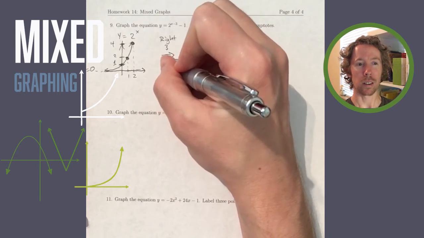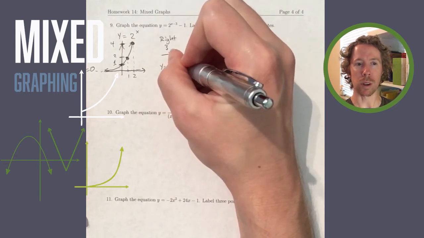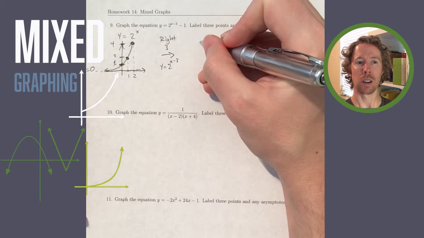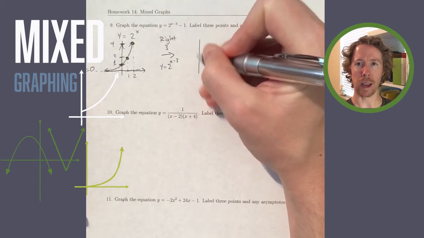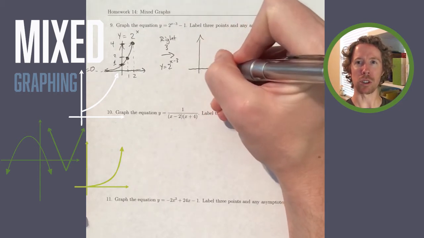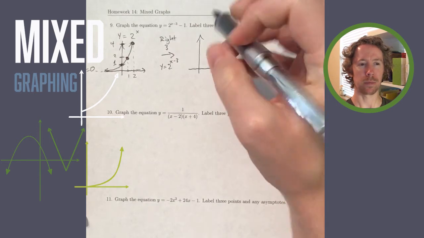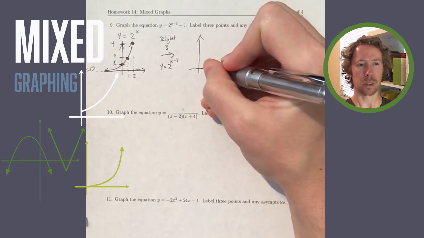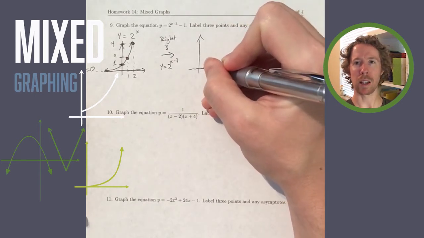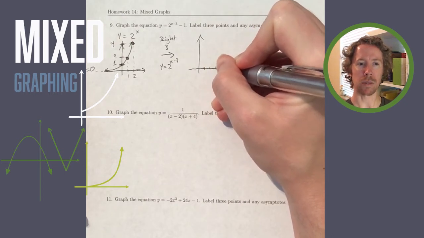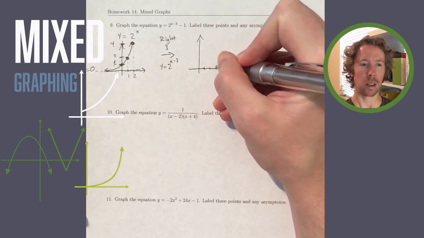And then to get y equals 2 raised to the power of x minus 3, you're replacing x with x minus 3. So that means you're shifting to the right 3. So just take all 3 of those points that we had, keep the same y values, push the x values over to the right by 3.